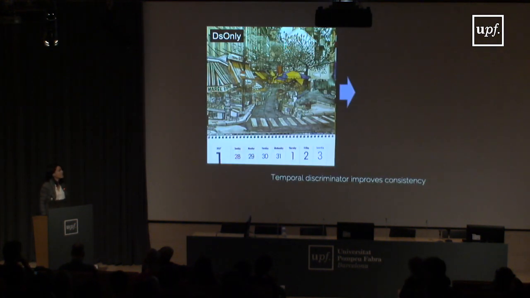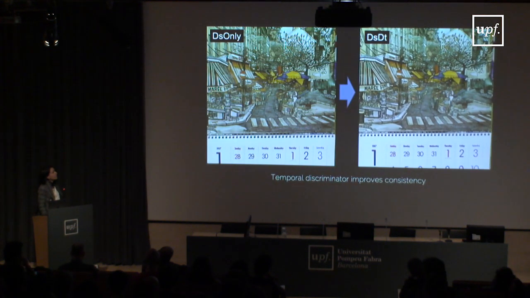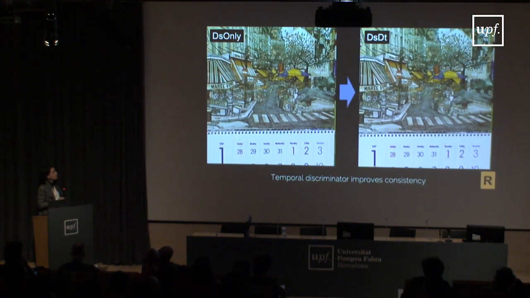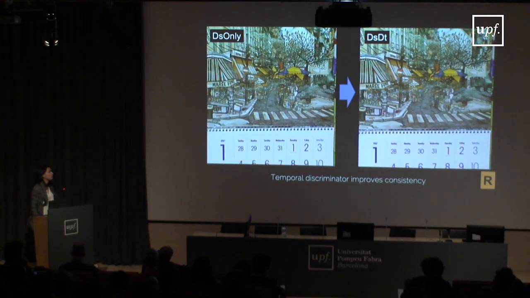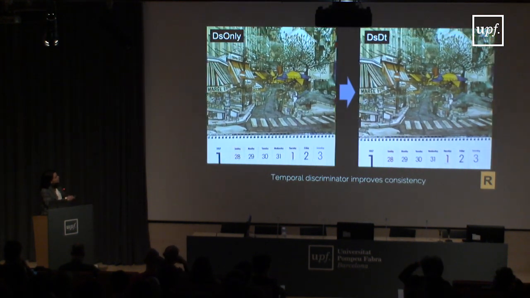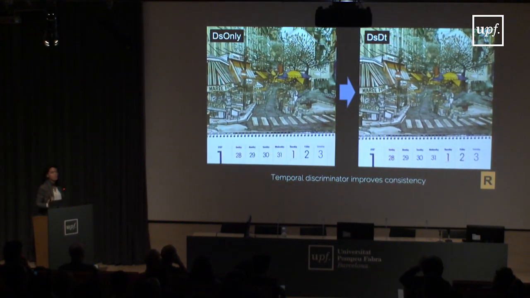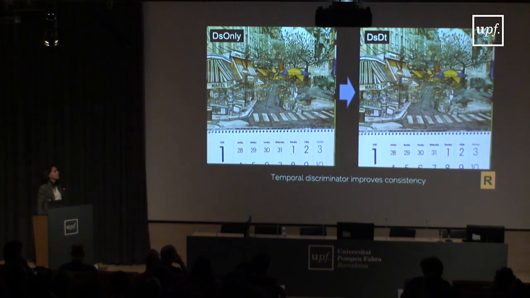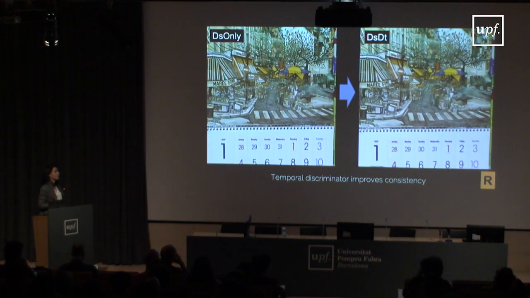And so if we do this, we can get much more coherent results, as seen here on the left, compared to only the spatial discriminator on the right. So this is a bit hard to see, but if you look at this part here, you see that there's quite a lot of flickering, while structures are much more stable here when we introduce the temporal discriminator.